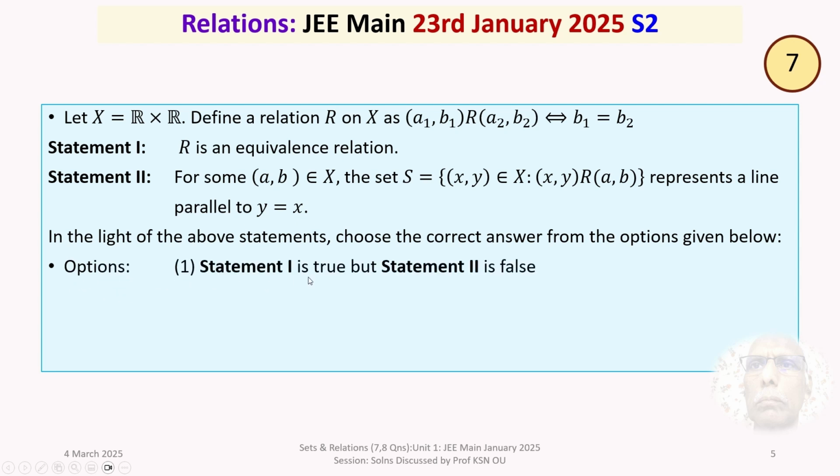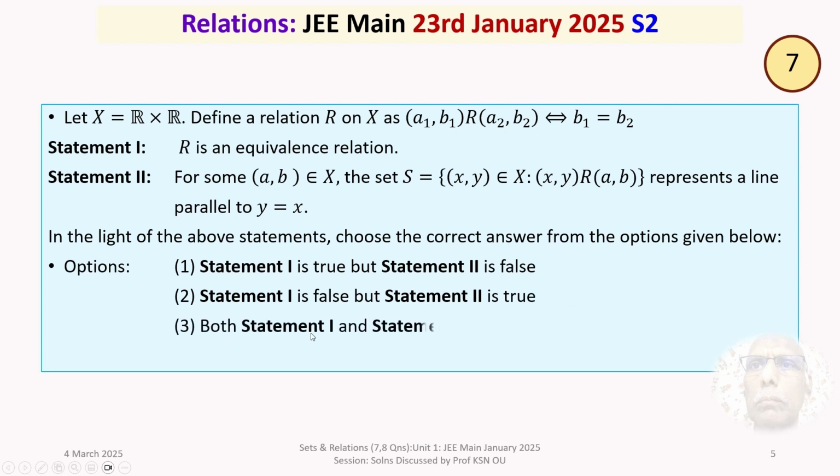Option 1, statement 1 is true and statement 2 is false. Option 2, statement 1 is false but statement 2 is true. Option 3, both statement 1 and statement 2 are false. Option 4, both are true.